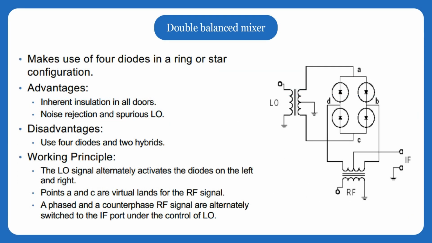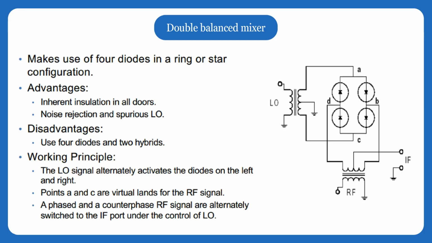For the last part of this topic, we will be discussing how a balanced mixer works. This device uses 4 diodes arranged in a ring that are controlled by the local oscillator signal, which alternately turns on the diodes on the left and on the right side of the ring, so the circuit keeps switching between two conduction states every half cycle.